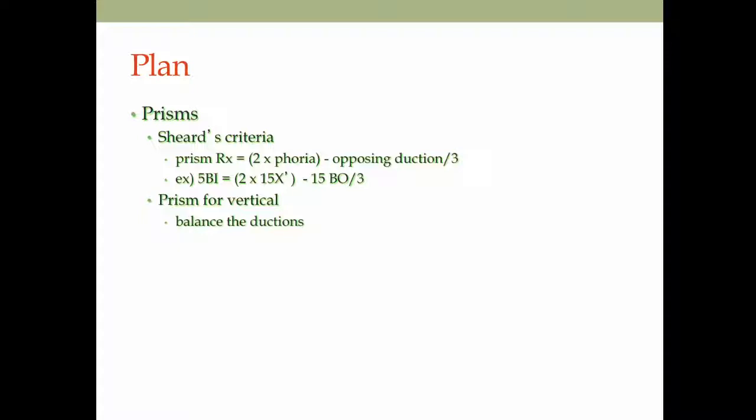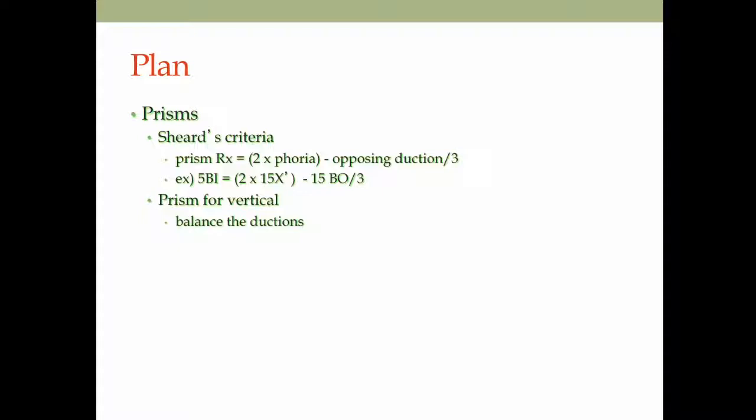For example, if we have a patient who has 15 diopters of exophoria. X with a prime is exophoria at near. 2 times 15 is 30. The opposing direction is 15. 30 minus 15 is 15. Divided by 3 is 5 base in. Split it between the two eyes, 2.5 base in.